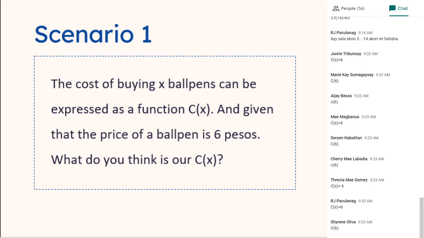Ang inyong mga answers, may kulang na. I will explain later on kung ano kulang. What if naman 5 ball pens baklon nyo? So we will use C of 5 equals 6 times 5. And that is C of 5 is equal to 30. So buying 5 ball pens costs 30 pesos. So your function, ang inyong ginubra nga process nga ginsulat niyo sa chat box is correct. Ang inyo lang kulang is the final answer.